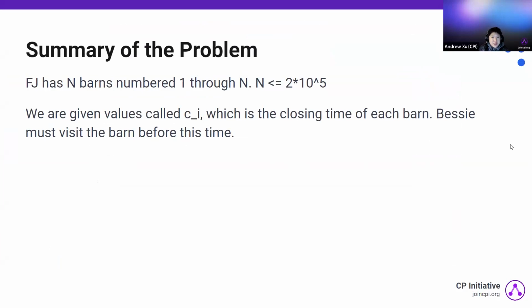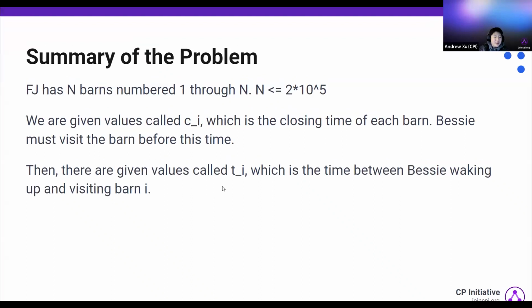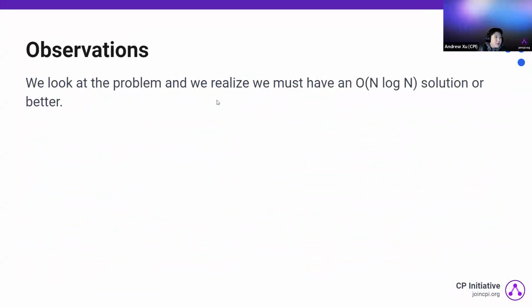Then we are given values called c_i, which is the closing time of each barn. Bessie has to visit the barn before this time for it to count. Then there are given values called t_i, which is the time between Bessie waking up and visiting barn i. Finally, we have Q queries from Bessie. These queries give us her wake-up time and how many barns she wants to visit. We output yes if she is able to visit the number of barns she wants to, and no if she isn't. The number of queries is less than or equal to 2 times 10 to the fifth.